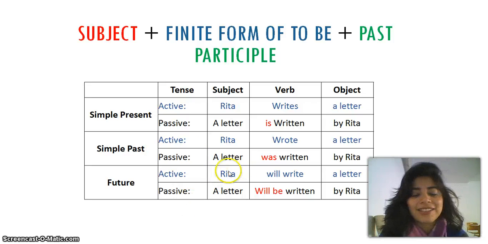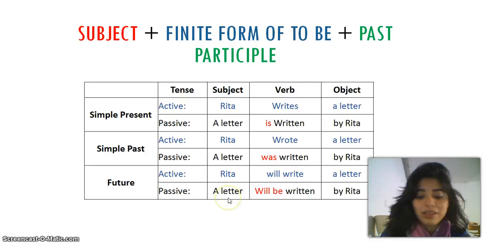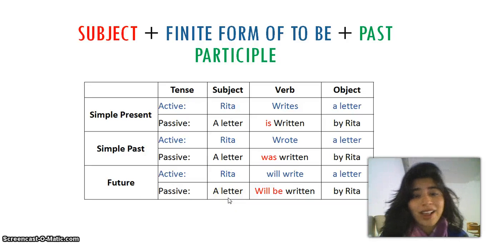Okay? The same thing happens with future. Rita will write a letter. The passive form of this will be: a letter will be written by Rita. You can see the verb is still in past participle, written. You can see in all of them it is written. But what's different is the form of to be: is in present, was in past, and will be in future, right?